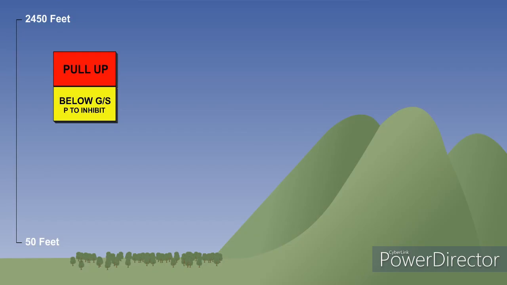GPWS has a height operating band of between 50 and 2,450 feet actual height above the surface, and automatically selects the correct mode of operation. The crew are informed by means of visual and audible warning signals when the aircraft's proximity to terrain poses a threat. Pull up! Pull up!